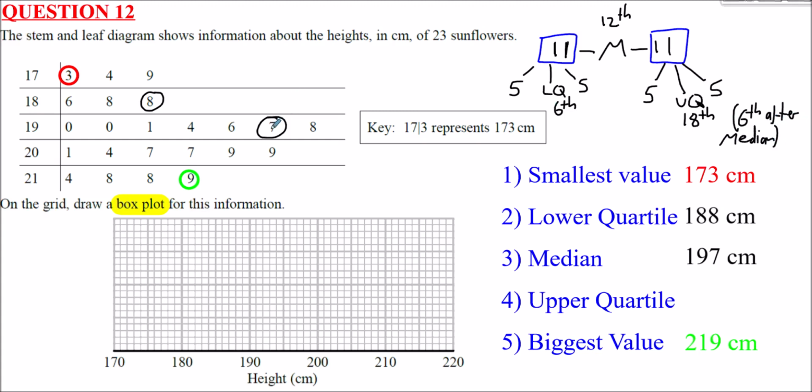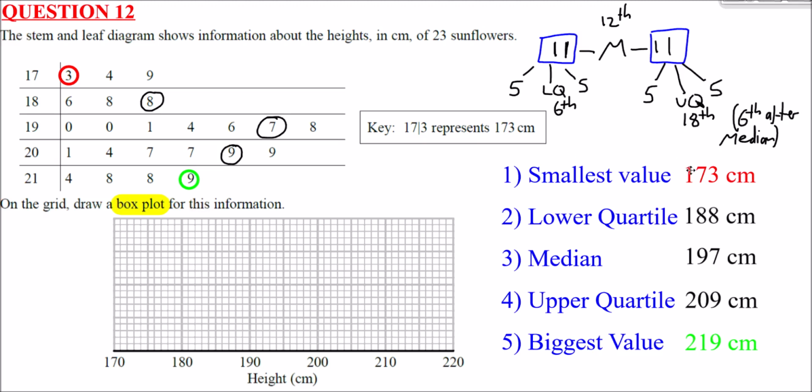So start at the median. 1, 2, 3, 4, 5, 6. We can see, therefore, that the upper quartile must be 209 centimetres. Now we know these 5 points, we can now add in the 5 vertical lines on this diagram here.